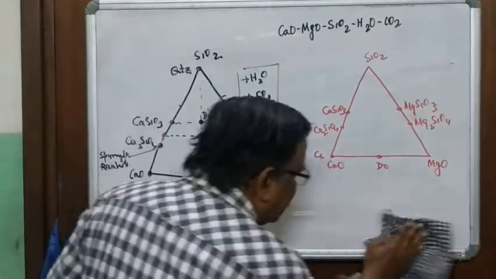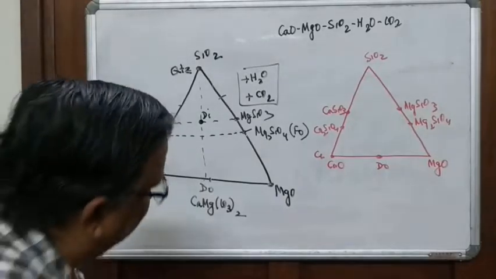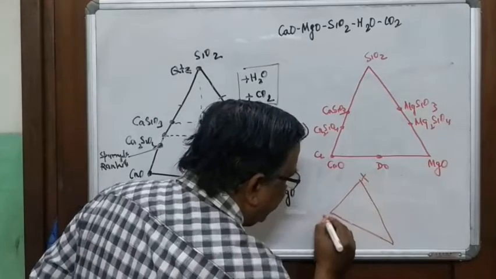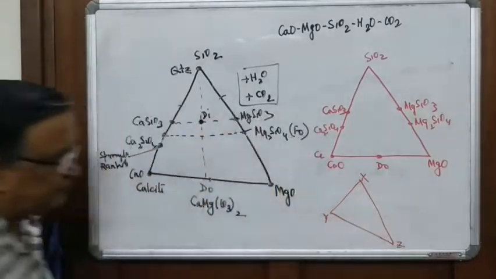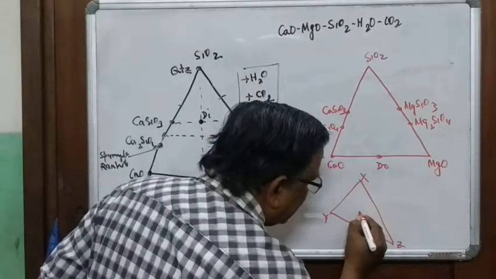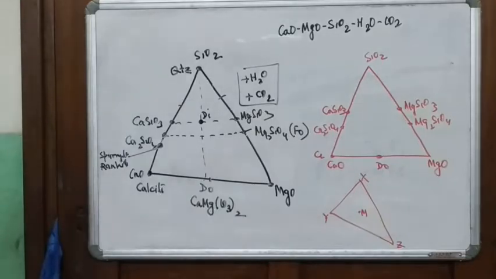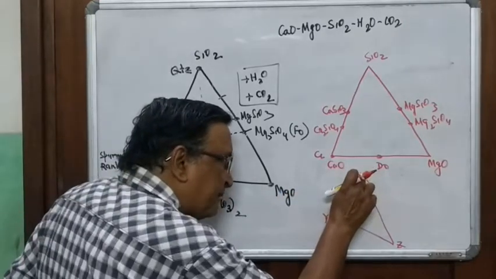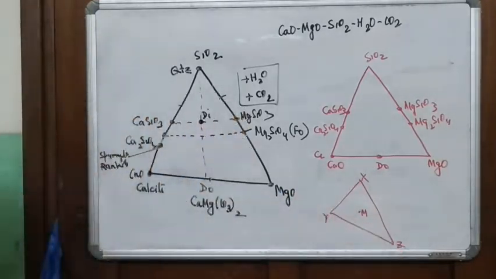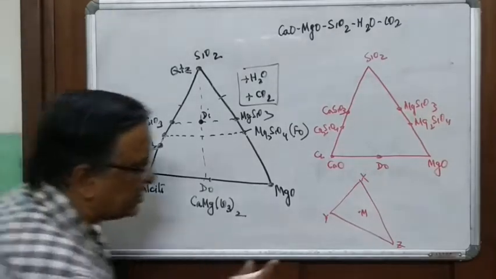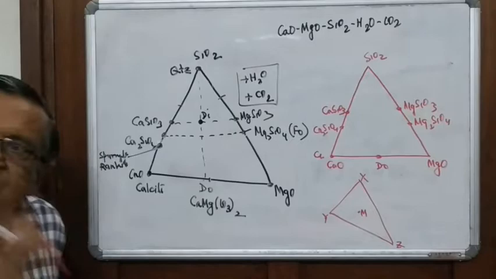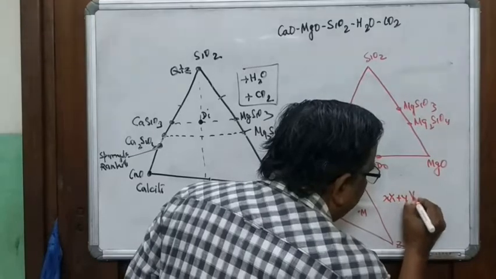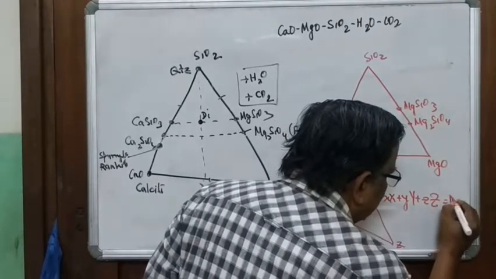Then, from the phases, there is another point. Say, for example, there is a composition space given like this, with X, Y, and Z. And you have a mineral which is N. Then N can be expressed in some proportion of X, Y, and Z. It can be written in terms of X, Y, and Z. So it should be x times X plus y times Y plus z times Z is equal to N.